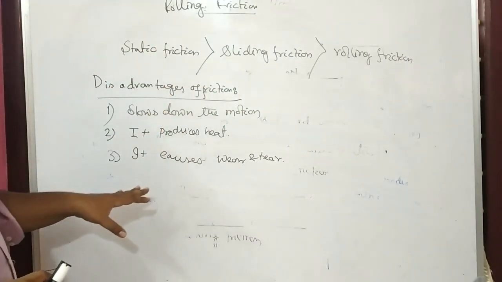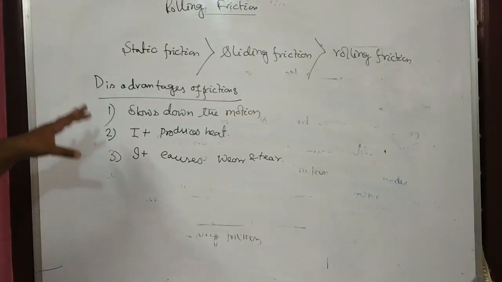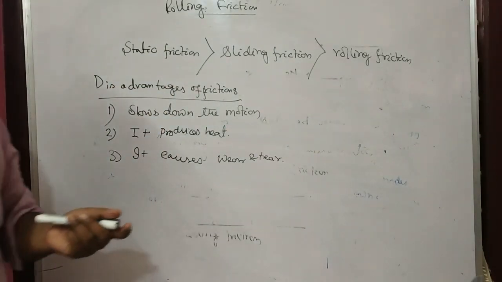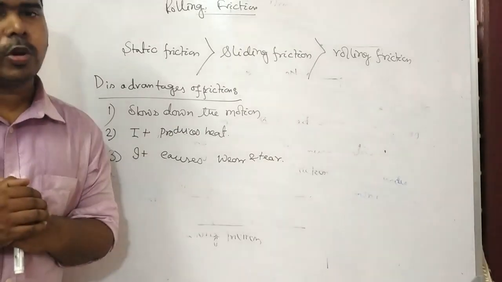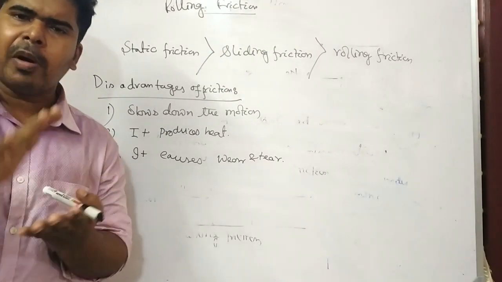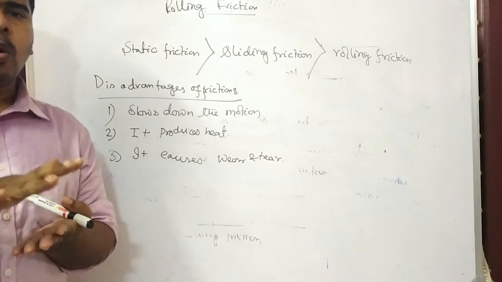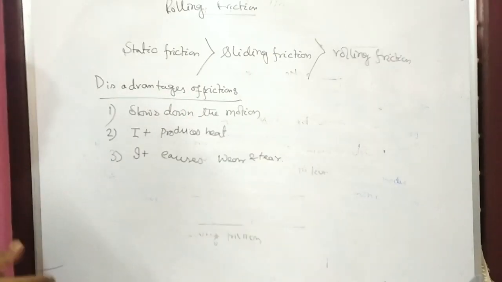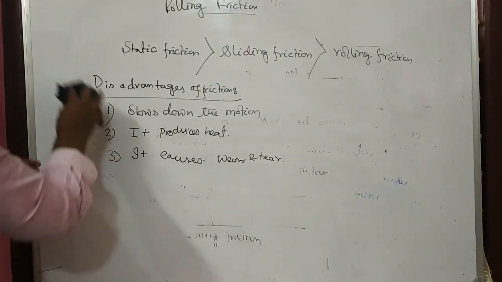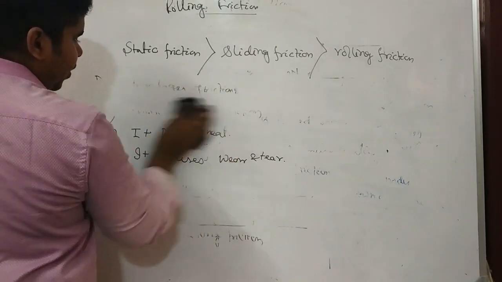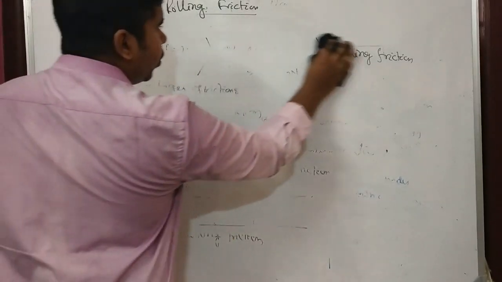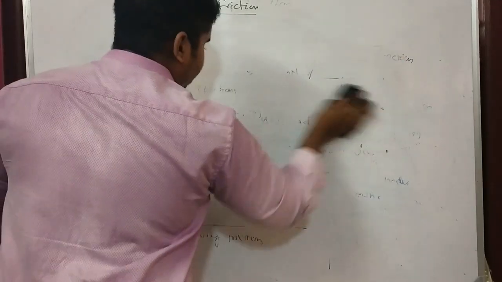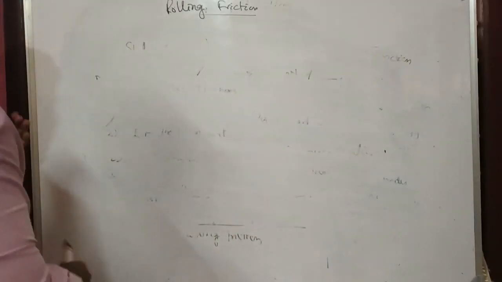So these are the disadvantages of friction. Whenever some disadvantages come in front of us, we must solve them. How do we sort it out? We also have to learn the ways of reducing friction, how we are able to reduce it. Let's see the ways.